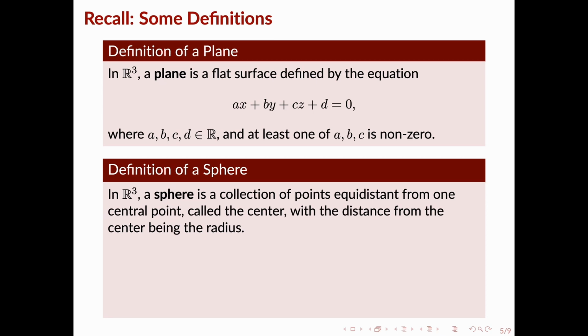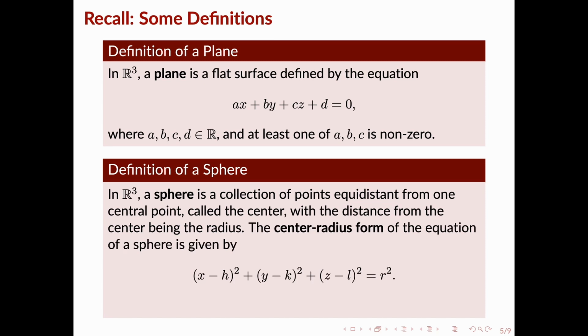Next is the definition of a sphere. In R3, a sphere is a collection of points equidistant from one central point called the center, with the distance from the center being the radius. If you remember, in R2, this is the definition of a circle.